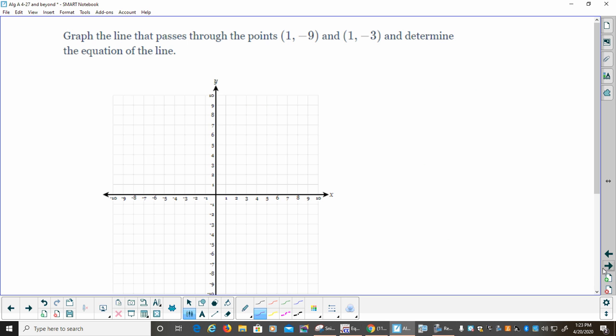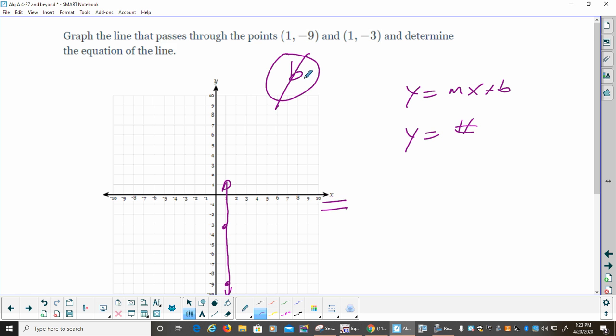Okay? Next one. 1, -9. 1, -3. What you see this time is it's a vertical line. A vertical line doesn't fit this format or this format. It's a different style of equation. Notice it's only crossing the x-axis. There is no y-intercept. It doesn't cross the y-axis, so it doesn't have a b. It does not have a y-intercept. It has an x-intercept. And you write the equation of that line, x equals whatever your x-intercept is, which in this case is 1. Okay?